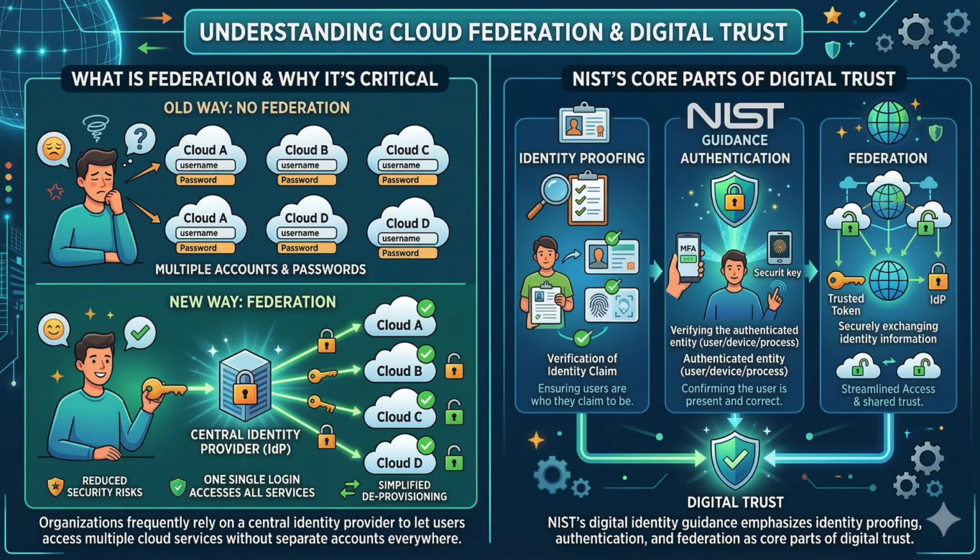Federation is also critical because organizations frequently rely on a central identity provider to let users access multiple cloud services without separate accounts everywhere. NIST's Digital identity guidance emphasizes identity proofing, authentication, and federation as core parts of digital trust.